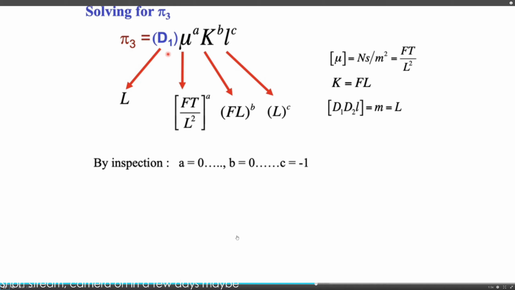No, sorry, length, right? So there's only one length that's involved. So these two, A and B, have to be 0. By inspection, it has to be 0. So the third pi group will involve diameter 1 and length. So these become a dimensionless group.